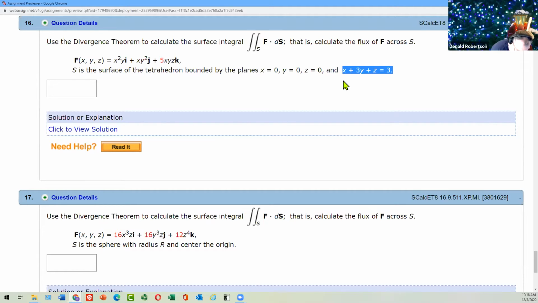So if you can say hi for attendance right now, I'll get this thing set up. So it's x squared y, xy squared, and 5xyz. And then it's this tetrahedron, which is some weird kind of dice shape. It's bounded by x equals 0, y equals 0, z equals 0. And then it's got this fella.